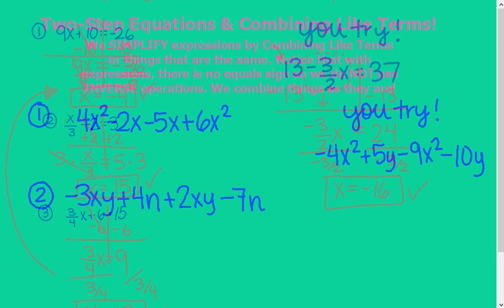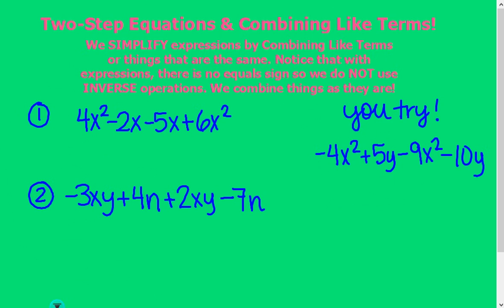All right, let's check out our next bit. This part is about combining like terms. So this is pretty easy. We had a great time doing this in class. All right, we simplify expressions by combining like terms. So notice that with our expression, we do not have an equal sign. So we do not use inverse operations. Instead, we just combine things as they are.